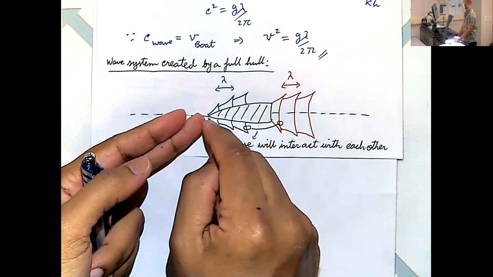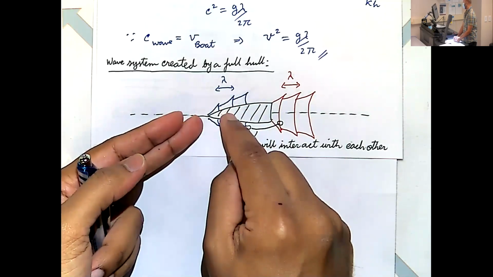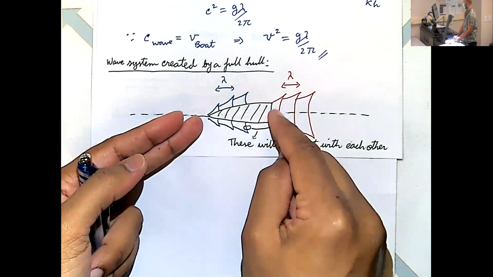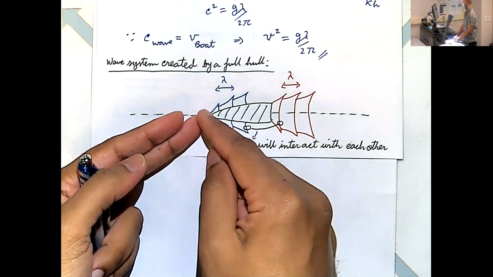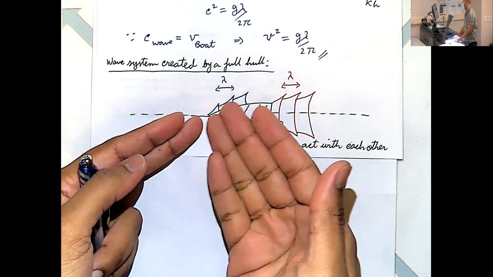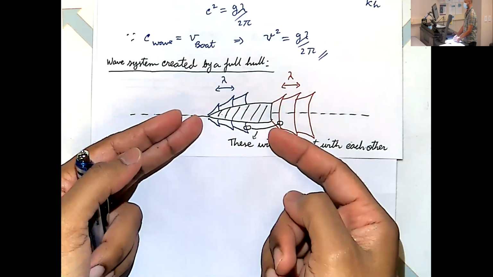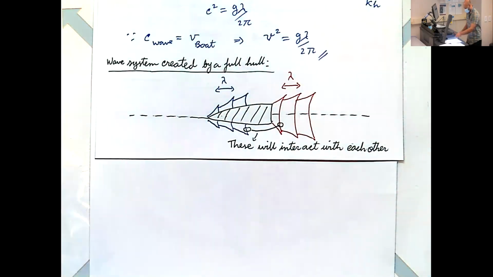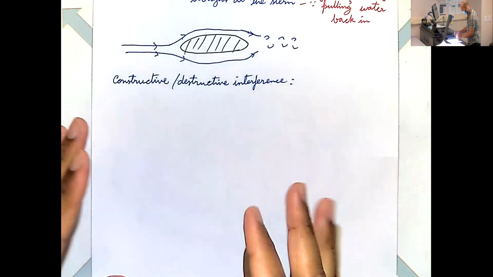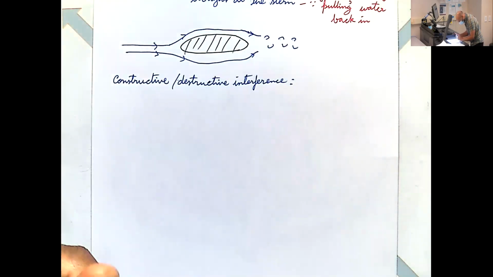So you see at some point, the crest you are creating here will coincide with the trough. But at other speeds, the trough system that's generated by this will coincide with the trough here, which is bad, okay? So that's how we get constructive and destructive interference. I'll show you the image I sent you guys today, and it'll help make it clearer.